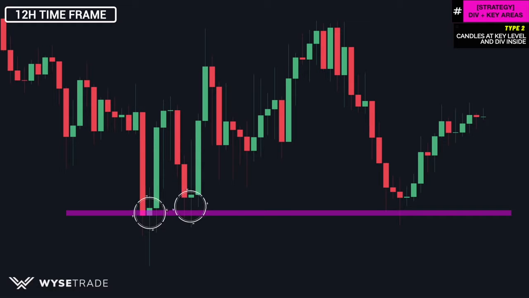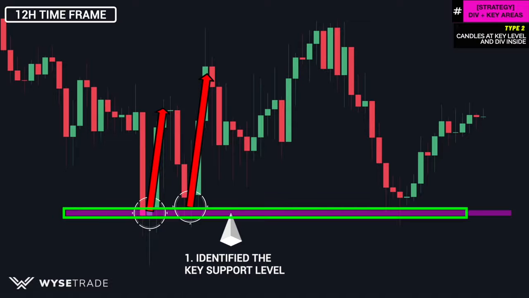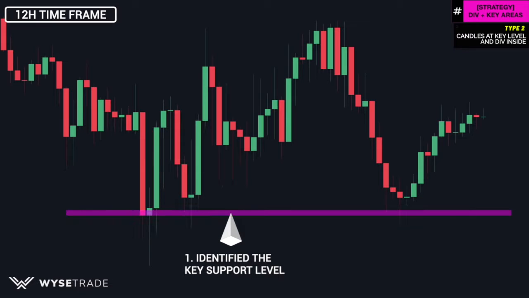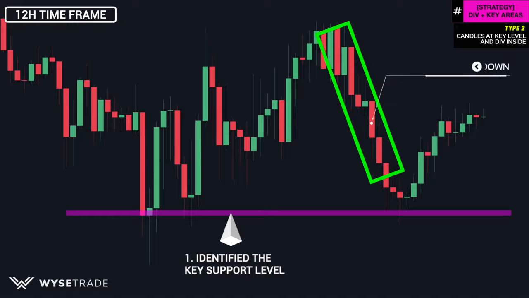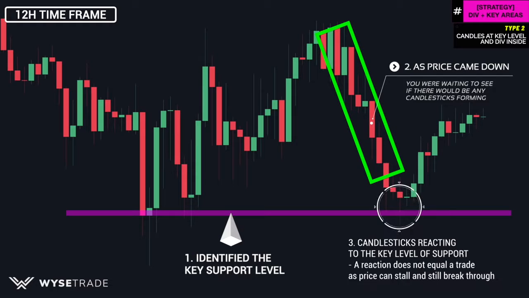So we notice these 2 points here where price reversed from drastically, which gave us support, and we had it drawn in. Now, as price came back down to this level of support, you had no idea what would form. You were waiting to see if there would be candlesticks forming. When price got to this area, you had multiple candlesticks with long wicks sticking out, showing that price is indeed reacting to this level. So most people would enter long right away.